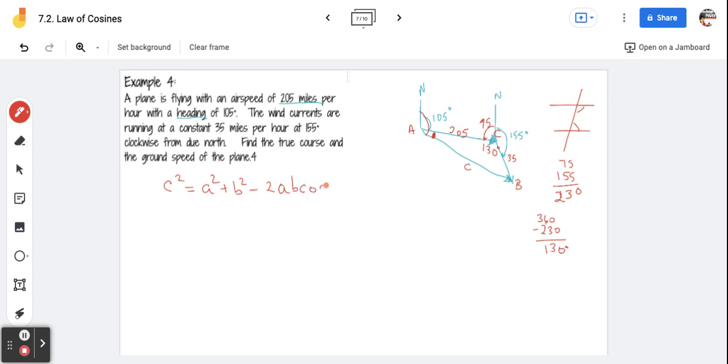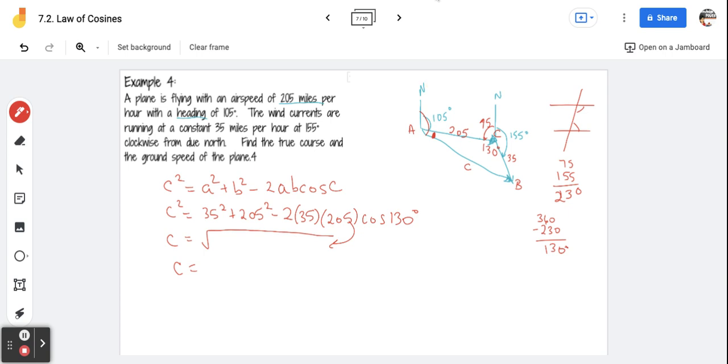And I need the angle C, which I now know. So I'm just going to plug those values in. A is 35, B is 205, and angle C is 130, so times the cosine of 130. And then C, of course, is going to be the square root of all that. I'm just going to do that, and then let's see what we get.